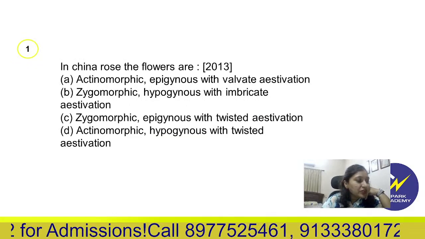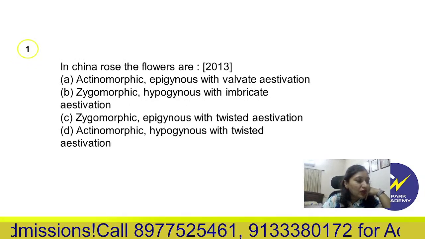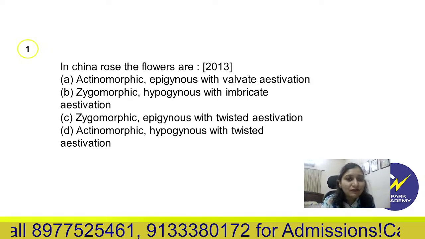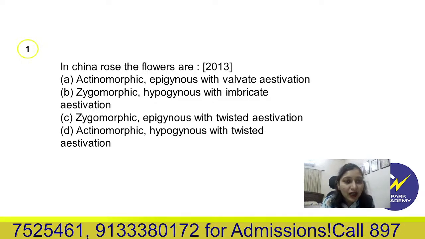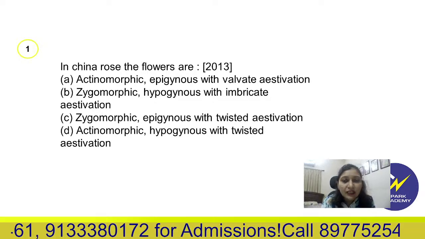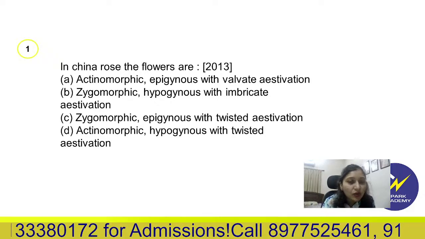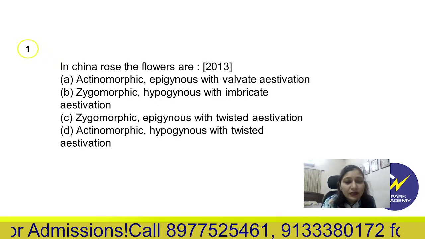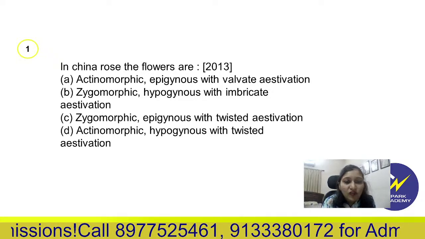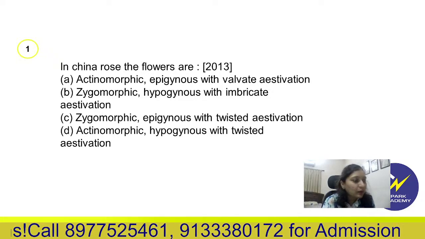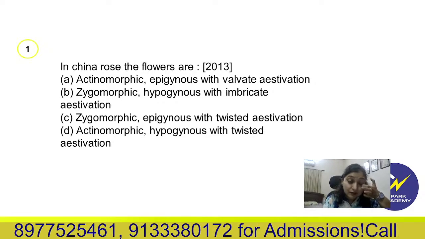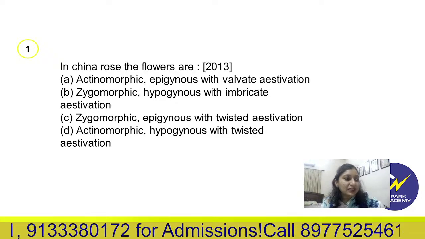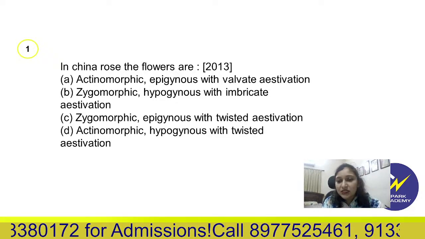So now, first question, guys. Are you here, all of you? First question: in China rose, the flowers are actinomorphic epigynous with valvate aestivation, zygomorphic hypogynous with imbricate, zygomorphic epigynous with twisted, or actinomorphic hypogynous with twisted aestivation. Come on, I am waiting for your answer. I don't have much time, guys. Our session will end in 8 minutes.